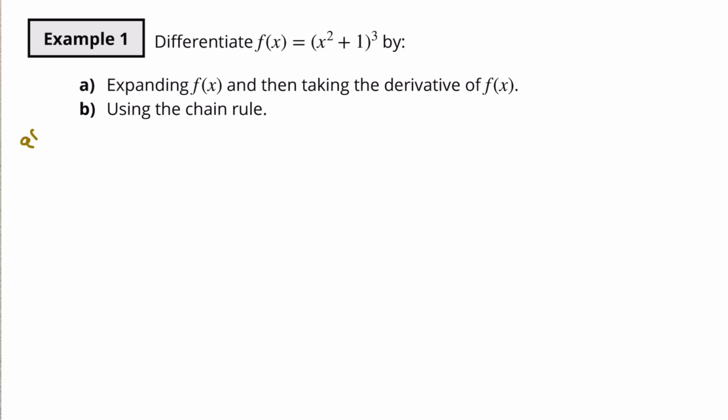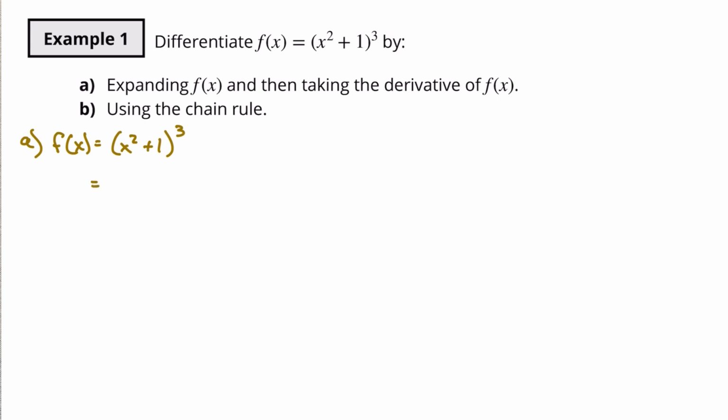So let's start with part A. Here we've got f of x is equal to x squared plus 1 all cubed. To expand this out, we're going to have to use the binomial expansion. If you don't remember the binomial expansion, check out this video right here. It's also good to review this anyway, because as you get further into your mathematics, you start forgetting some of the older stuff. So it's a good idea to bring it back and refresh yourself a little bit.